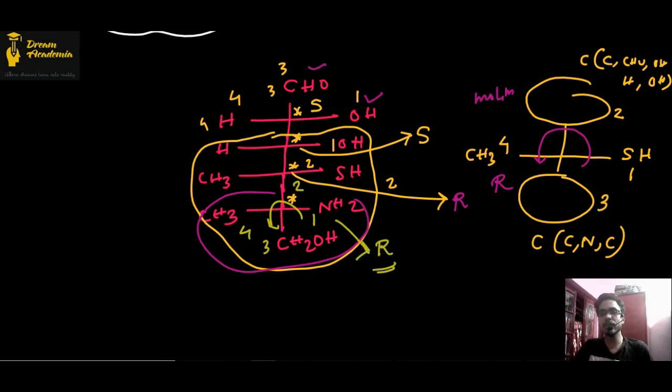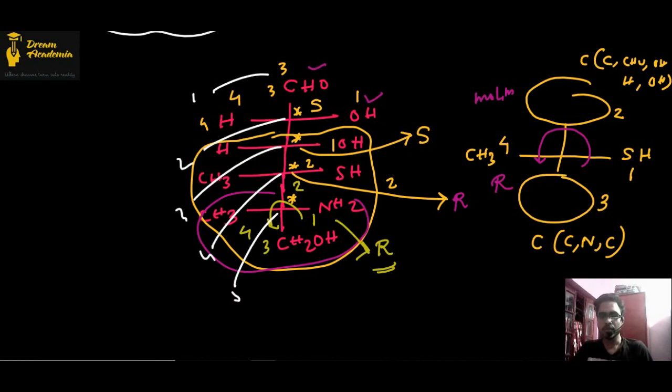So how will you write this configuration? It will begin from here. 1, this one is 2, 3, 4, 5 and 6 this way. So this becomes 2S, 3S, 4R, 5R. This becomes the nomenclature.